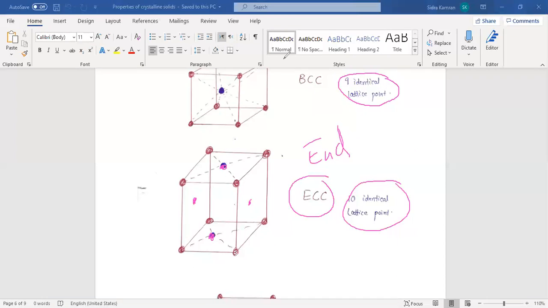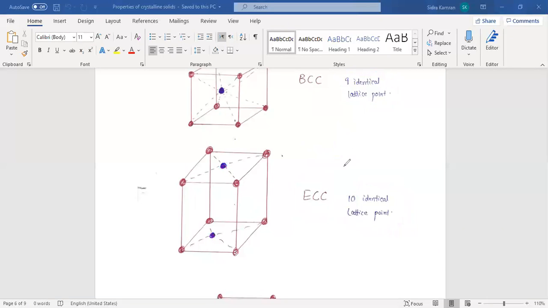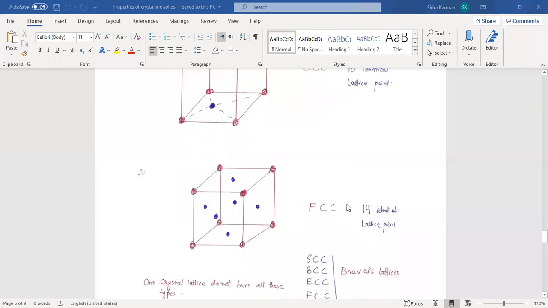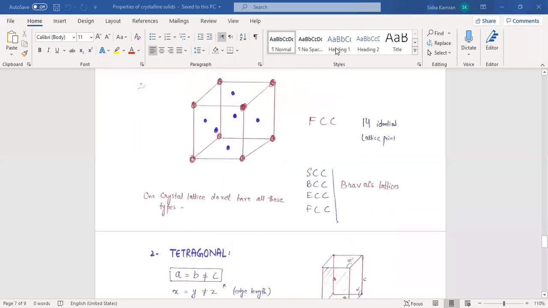Next we have a face centered cube. Here you can see a face centered cube. Face centered cube means all the faces of this cube have a lattice point. For example, you are sitting in one room, and that room has how many sides? Four walls, and one is the roof and the other is the ground floor. So total are 6 sides.